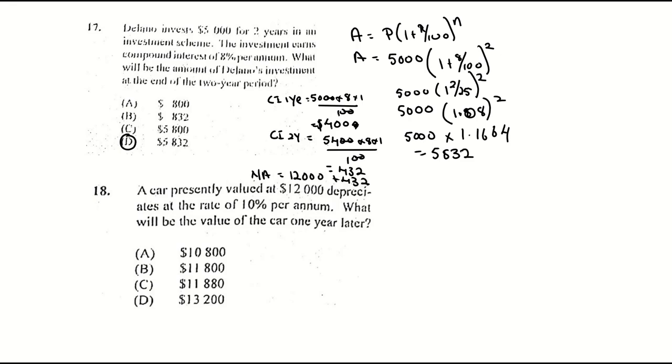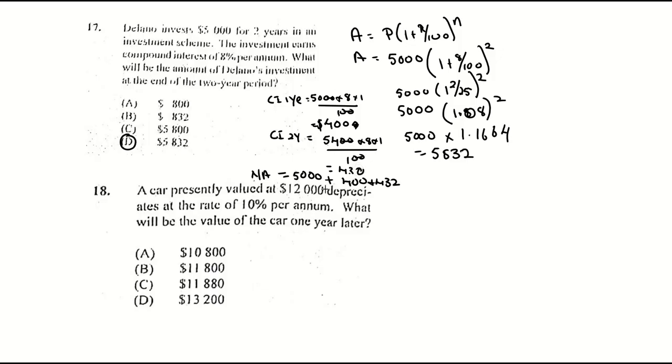Sorry, no. They ask you what will be the amount of his investment. It would have been 5,000. Erase this. The new amount is your 5,000, plus your interest for 2 years, which is 400 plus 432, which is $5,832. And that is the next way you could have done it.